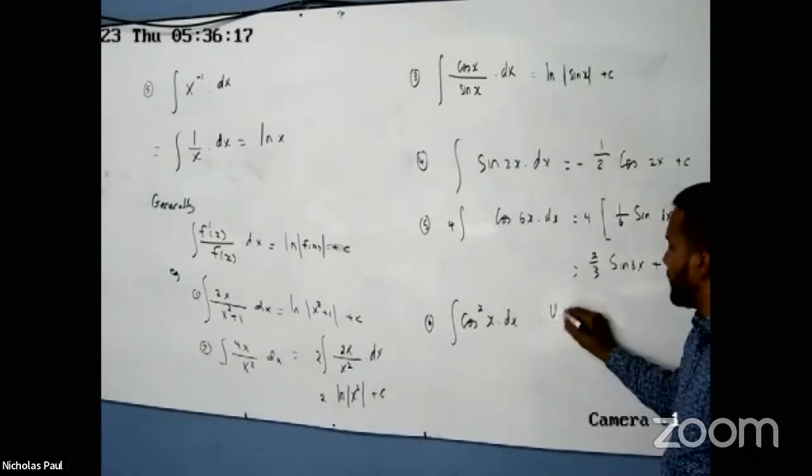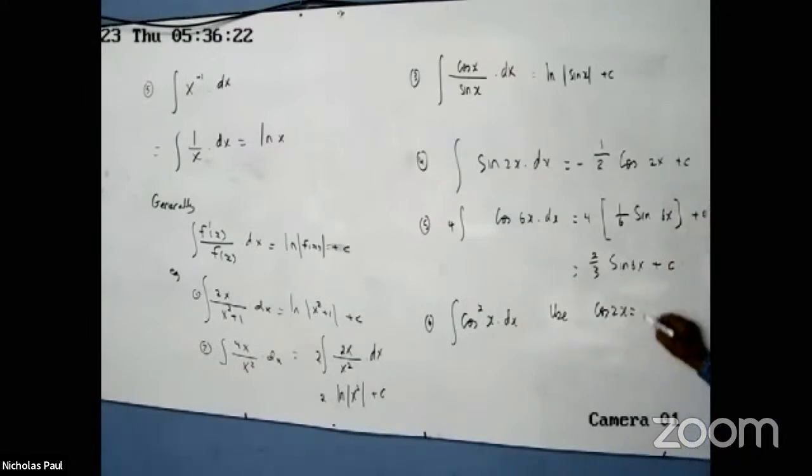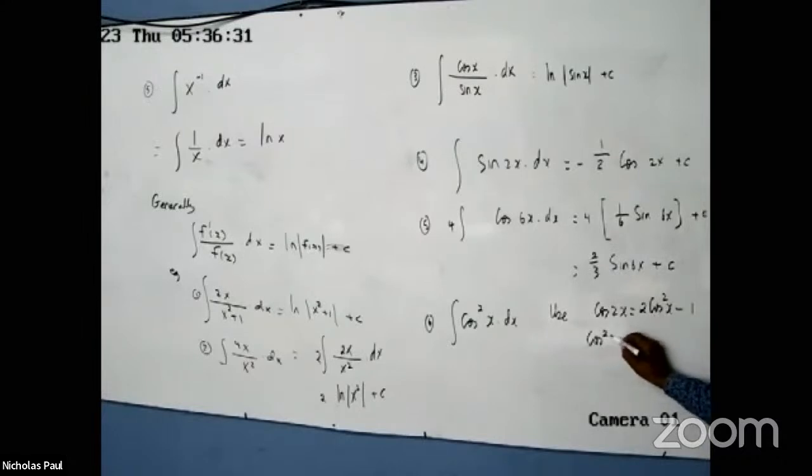So we're going to use cos 2x is equal to 2 cos squared x minus 1. And we can make cos squared the subject of the formula. Cos squared x is equal to cos 2x plus 1, carried by the 2, a half by everything. So you have to remember these identities to move from here to here.